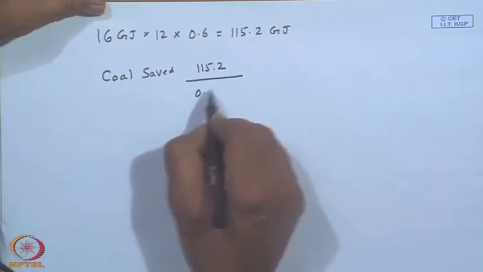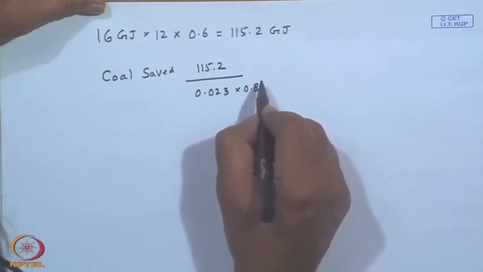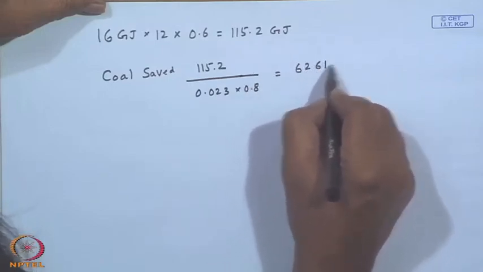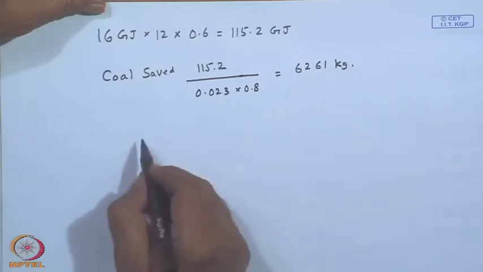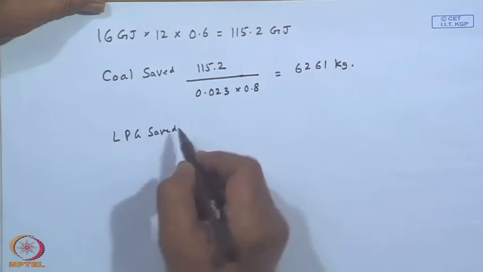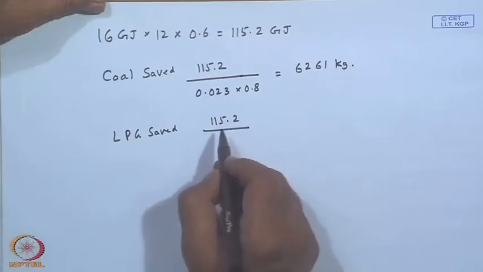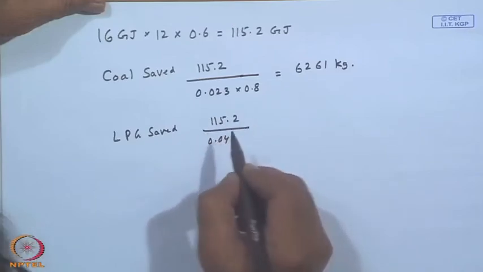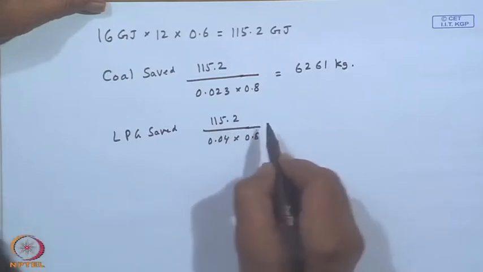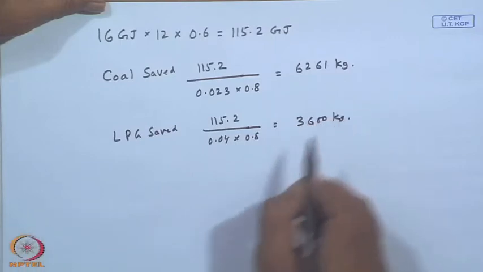coal saved is 115.2 by the calorific value in gigajoules, 0.023, into the efficiency, which is 80%. That will be 6261 kilograms. And LPG saved will be 115.2 upon 0.04 gigajoules, that is the calorific value, multiplied by 0.8, the efficiency, will be 3600 kilograms.